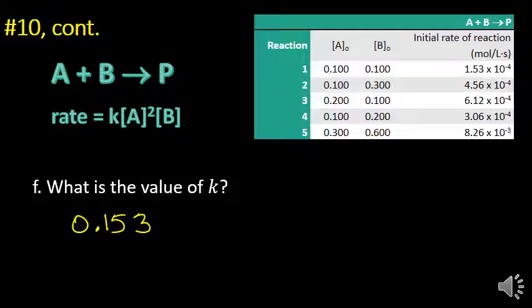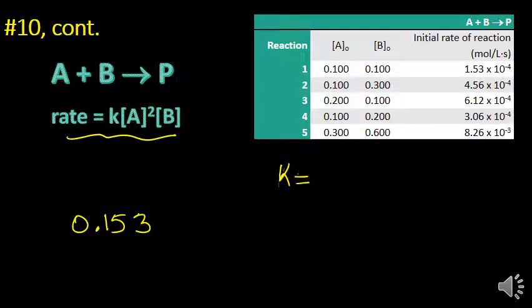Molarity over molarity time. Well, first, let's rearrange this for K. Okay, K is going to equal what? Molarity, rate, divided by concentration A squared, and then what?